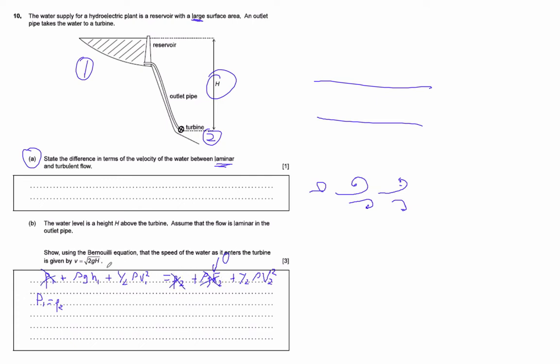Okay. And then on this side, on the left side here in the reservoir, we can say that the velocity at 1 is 0. Okay. And you'll end up with rho g h1, substitute the H in for that. Big H, big H. That equals 1/2 rho v2 squared. And v2 is, of course, just the v that they have there. Okay. Set those equal, solve for v, and you should be good.